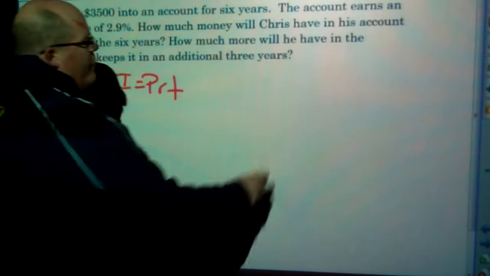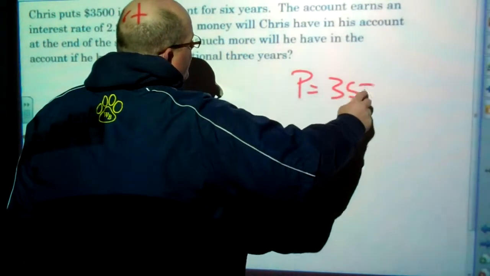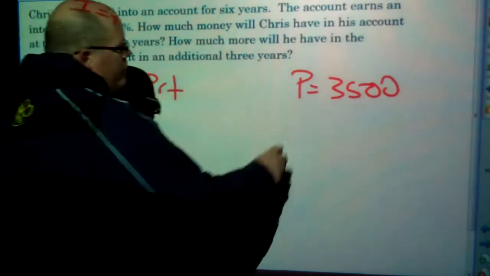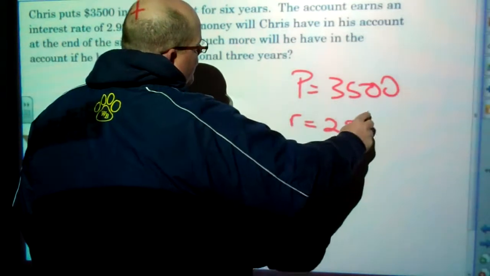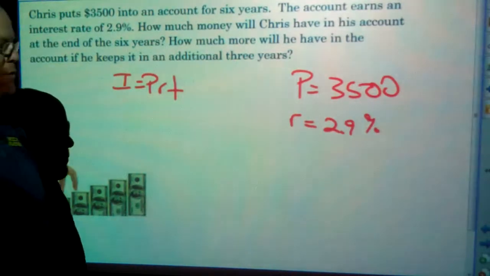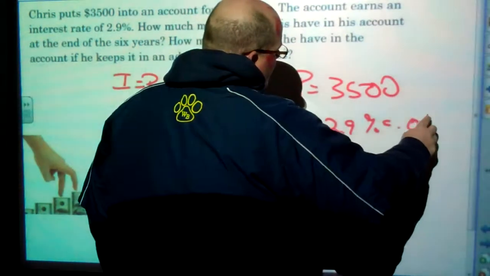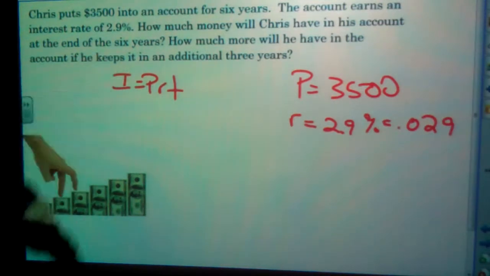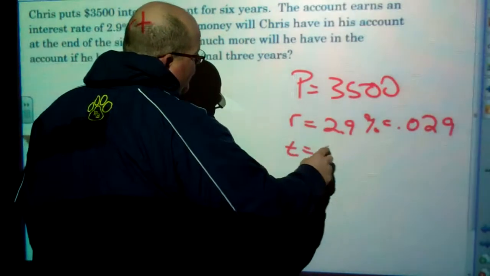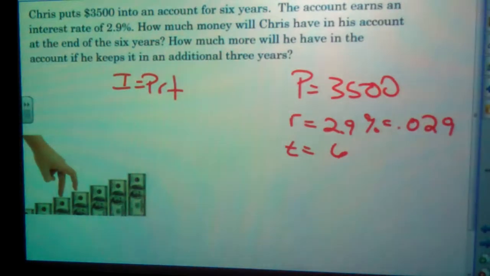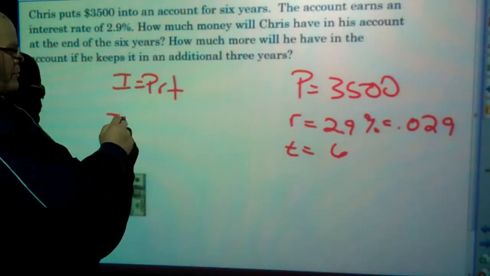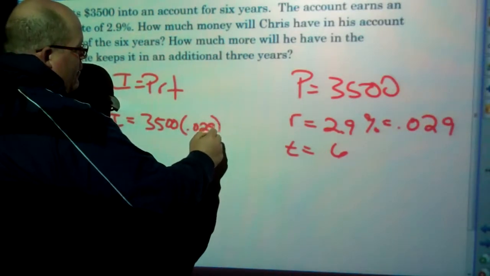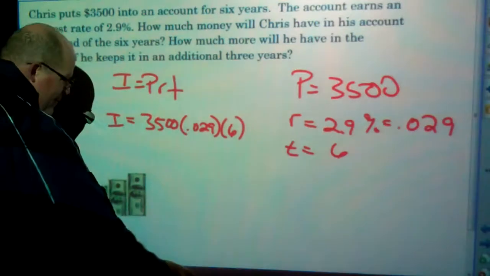Our P is 3,500. That's the amount of money that we're starting with. Our rate, 2.9%. We're going to convert that to a decimal, so that's going to be 0.029. And our 6 years. So how much at 6 years? Our time is 6. So I'm going to input those into my formula. Interest equals 3,500 times 0.029 times 6.